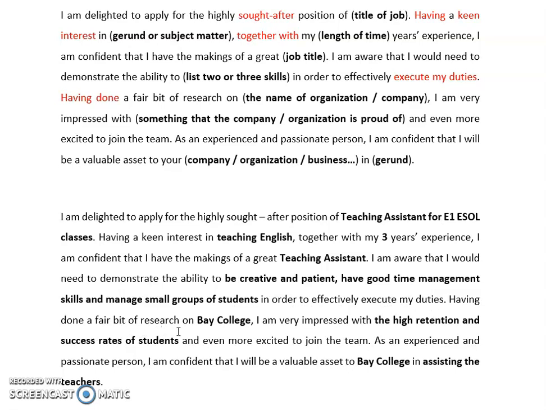Having done a fair bit of research on Bay College, which is my employer, I am very impressed with the high retention and success rates of students. You have a lot of students and you've kept your students. Your students have not left. High retention. And even more excited to join the team. As an experienced and passionate person, I am confident that I will be a valuable asset to Bay College in, and this is my gerund, in assisting the teachers.